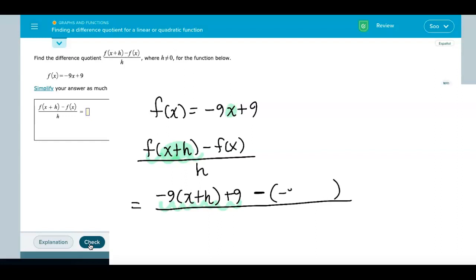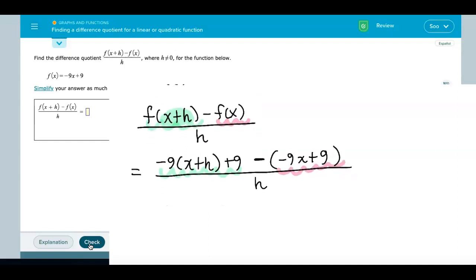f of x is negative 9x plus 9. It's always subtracting. It's called difference quotient, not sum quotient. So that's that. And we put it over h. We need to simplify. We distribute the negative 9 to x and h.